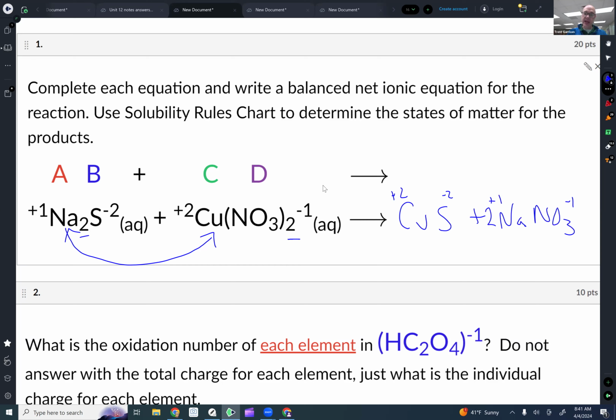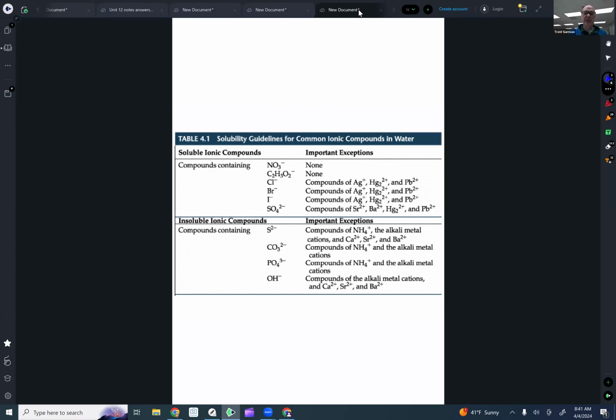Now, what we need to do now is figure out what states of matter these are in, if they're soluble or they're insoluble. So that's where the rules chart comes in. And look, all of our nitrates are soluble. That means they are all aqueous. And then if we look down here, our sulfides, they are all going to be insoluble. They're going to be solids. There's no exceptions dealing with copper in that scenario.